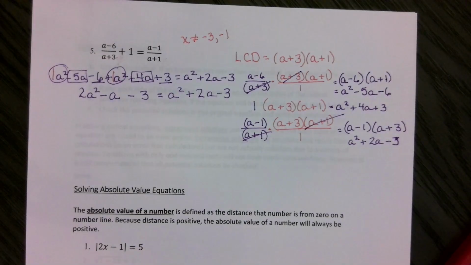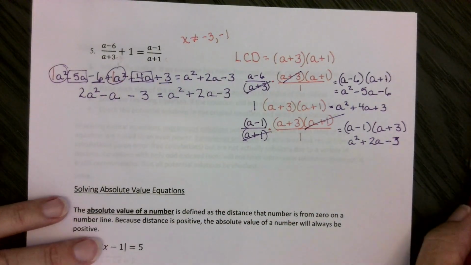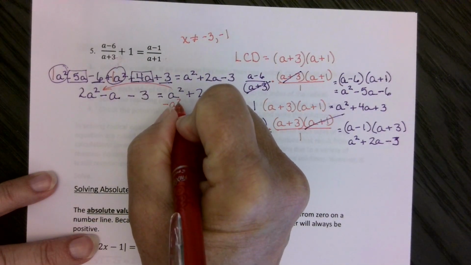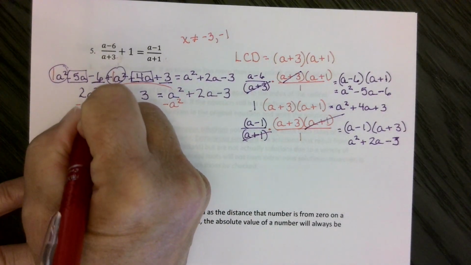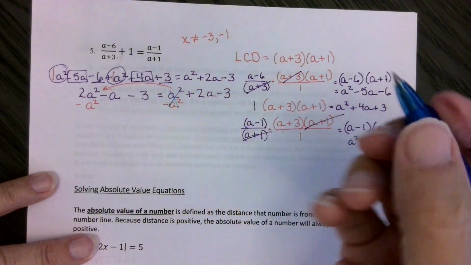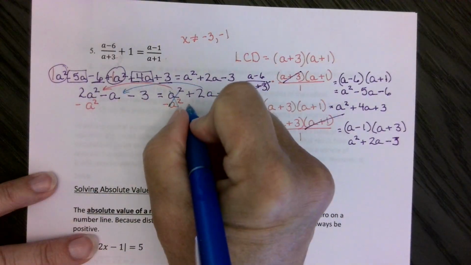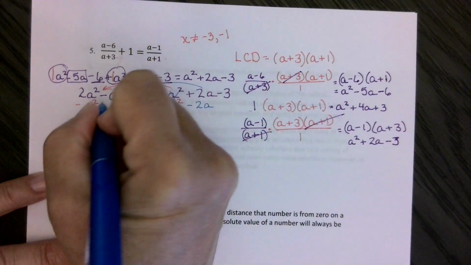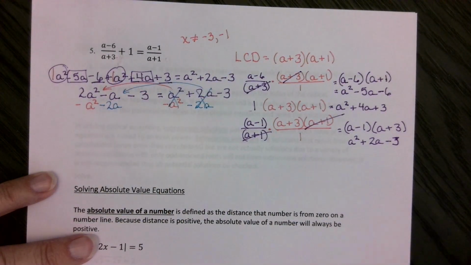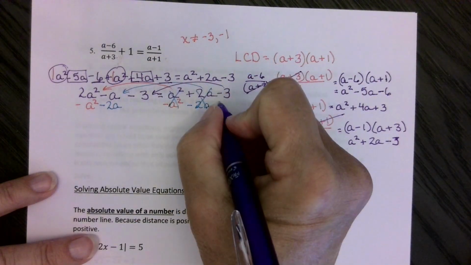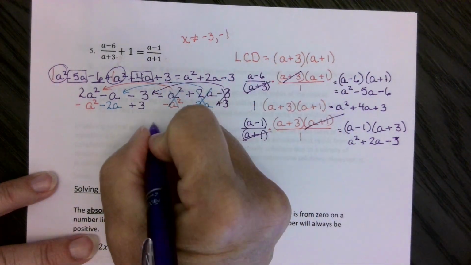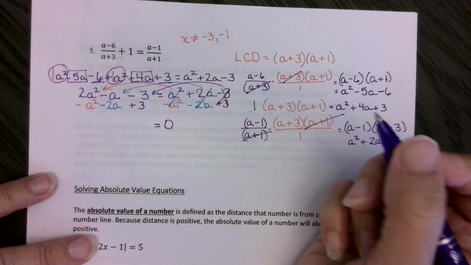Okay, so I got to get one side equal to 0. So I'm going to bring this over here by, get rid of it by subtracting it. I'm going to do this all at once. That gives us 0. That's what we want. I need this over here. I'm going to do that by subtracting the 2a, because that gives me 0. And then I got to get this 3 over here, and I'm going to do that by adding 3. And that gives me 0. So on the right hand side I have 0.